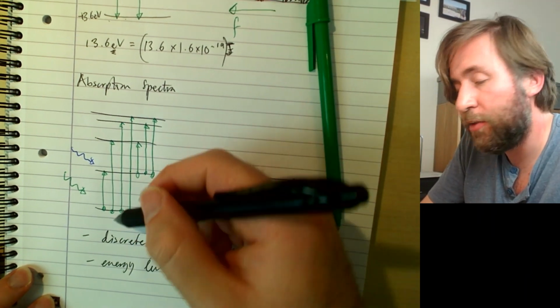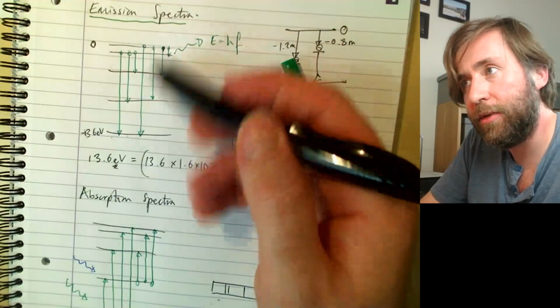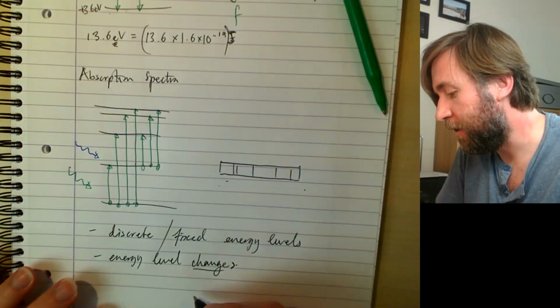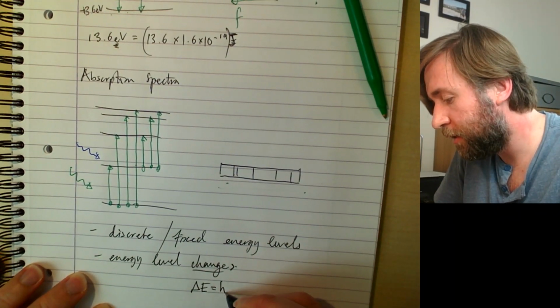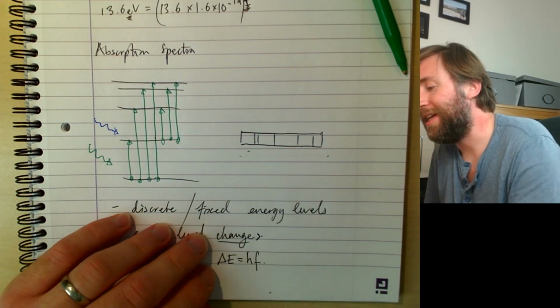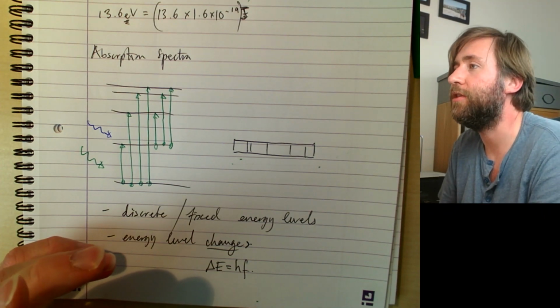In this case it's a positive change, they're being promoted up the energy levels. In this case they're coming down and they're giving out that energy. So I always think maybe E equals hf should be written like this, delta E equals hf. I don't often see it like that, but that reminds us that it's an energy level change we're talking about, rather than just an amount of energy.